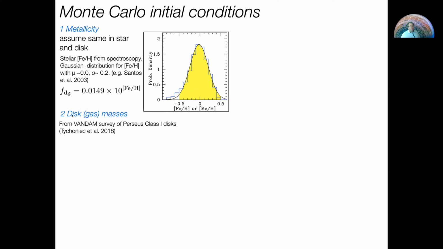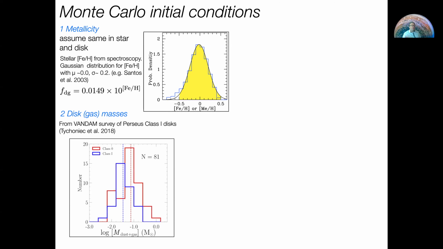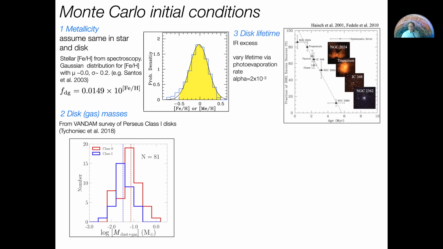This is probably the distribution which is most straightforward to determine. The second one is already much more complicated. This is the initial disk gas masses. And here, for example, one can use results from such an ALMA and VLA survey of class 1 disks, where you see the mass distribution of these disks. The next one, the third, is the disk lifetime.